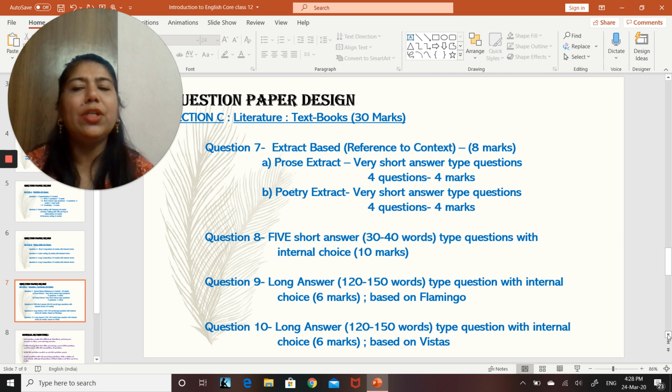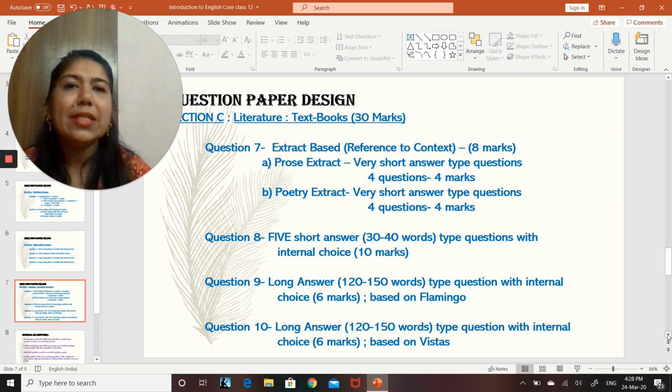The last section of the question paper is section C, that is literature textbooks based, and it is of 30 marks again. This section has four major questions. First question in this section is reference to context, that is the extract based.